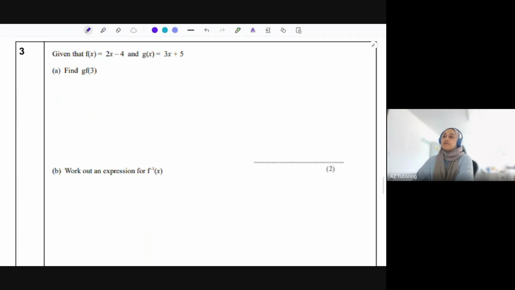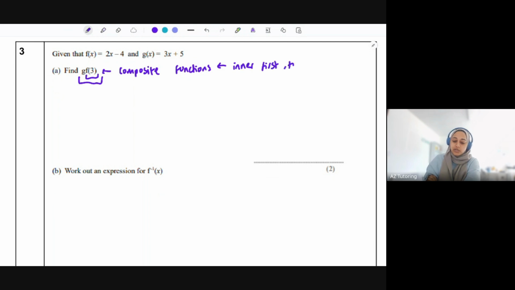Okay, we've got some composite functions now. Now, composite functions just means function in a function. We're given two functions again. So we're given f of x and we're given g of x. And it says find g f of 3. So we call this a composite function. So it's two functions together. Now, with composite functions, you always do the inside part first and then you do the outside part. That's just a generic rule. So inner first, then outer.